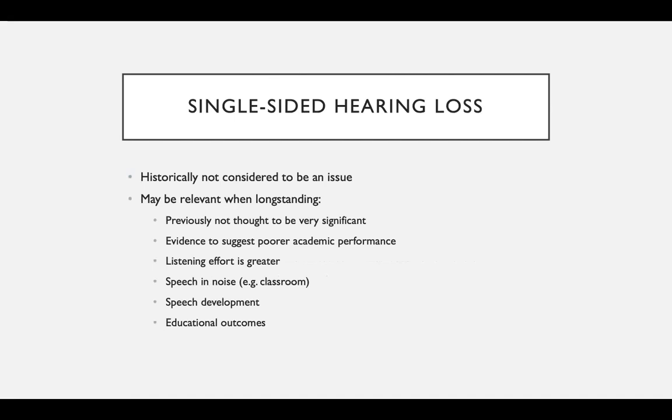To mention another important thing, which is single-sided hearing loss. Historically, this wasn't considered to be an issue because it was unilateral and it was thought that the other side would compensate. However, it is thought to be relevant, especially when long-standing. The evidence suggests that these children do have poorer academic performance. Their listening effort is much greater. Their speech in noise is also a significant point, and these children are school-going age, so they're in a classroom. Very important implications for educational outcomes.